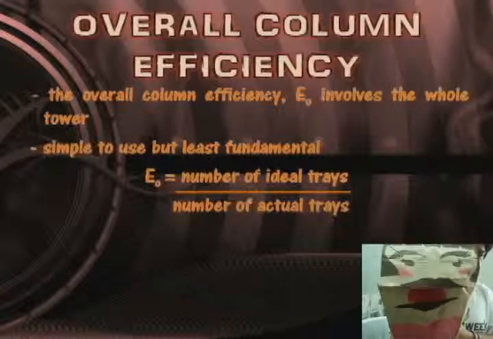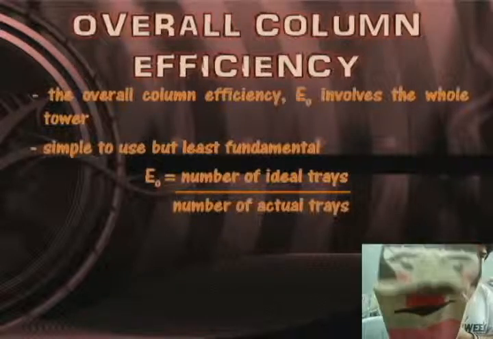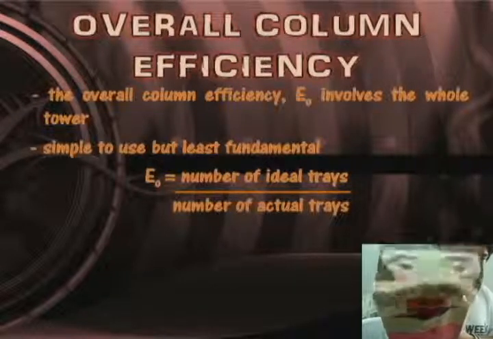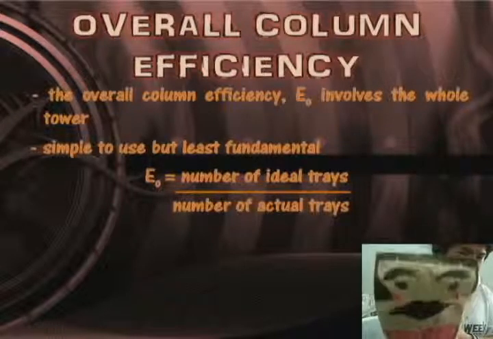Overall column efficiency. The overall column efficiency, or E sub O, involves the whole tower. It is simple to use but least fundamental. E sub O is equal to the number of ideal trays over the number of actual trays.